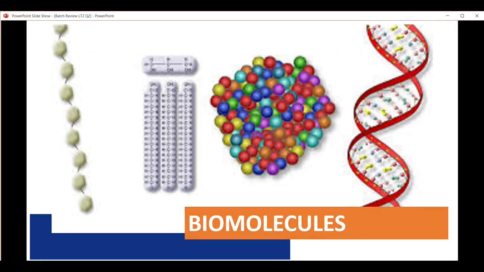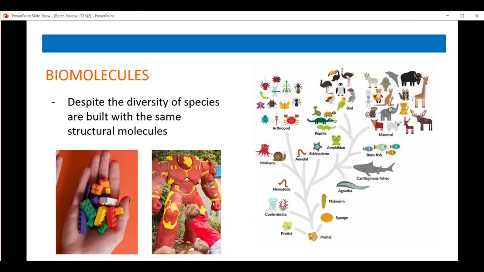Now, for our review, we will start first with the last three topics, which would be biomolecules, lipids, and also carbohydrates. This would be easier to remember because we just had this for the past few meetings. And starting with biomolecules, you will remember our discussion about the Lego.